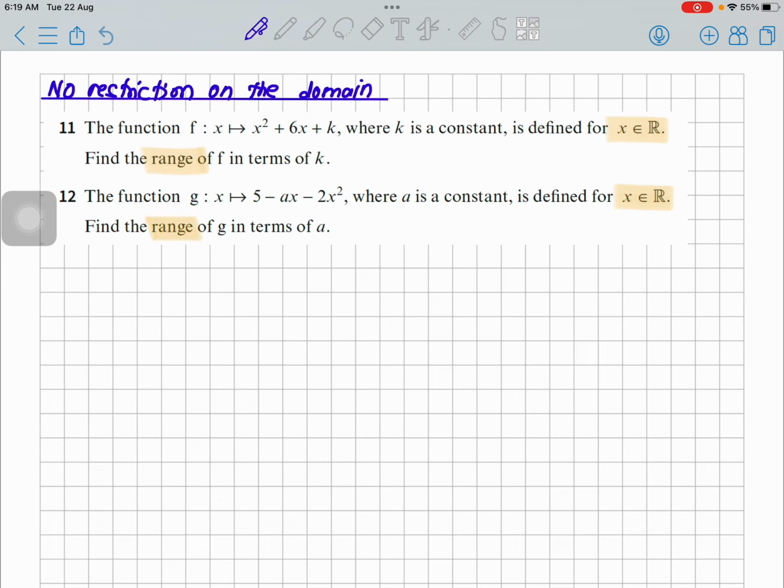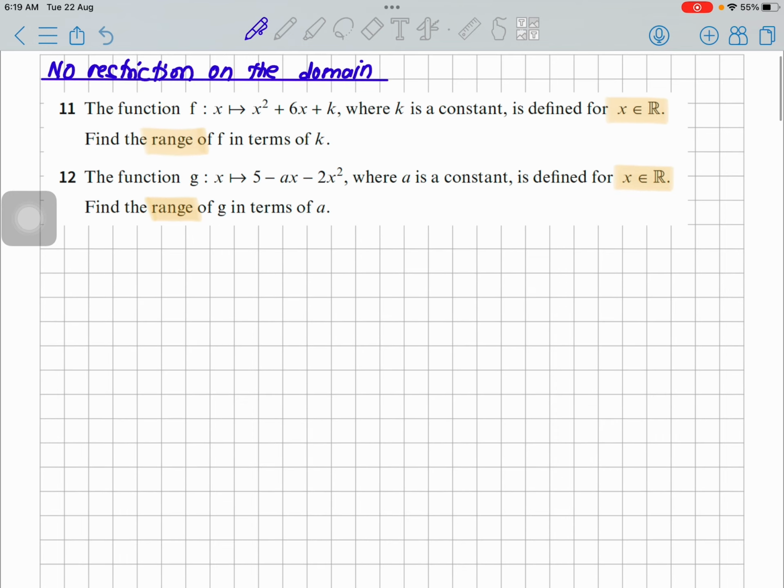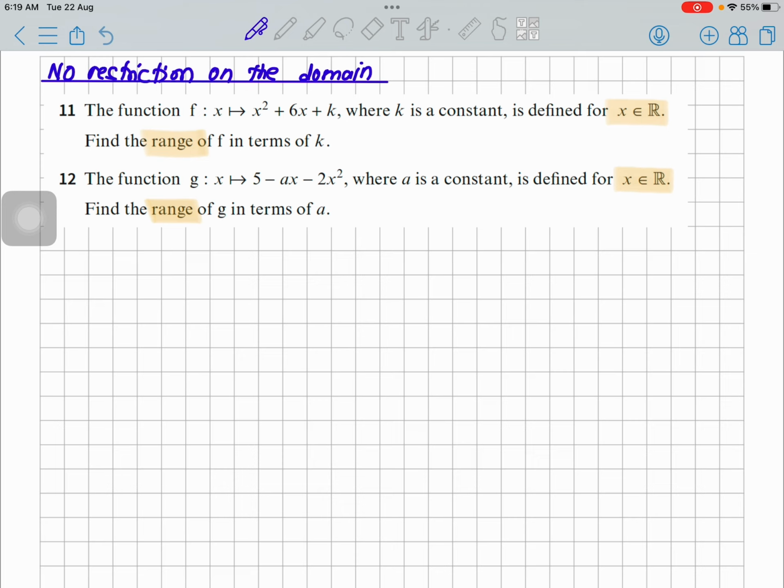Step number 1 is finding the turning point. How do you want to find the turning point? You could do completing the square, or differentiation, or you could use a formula. Okay, for the start, I am going to do completing the square.